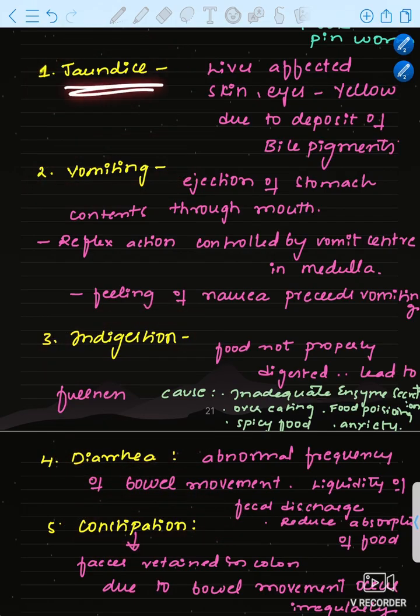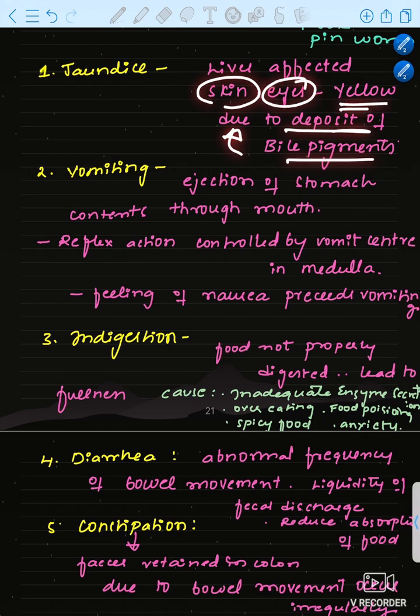Jaundice means what? The liver is affected. The bile pigments, which should be released through the feces and the urine, give a yellow color. So the liver will be affected and that process won't occur. The deposition of bile pigments will occur, that's why the skin and eyes will become yellow.